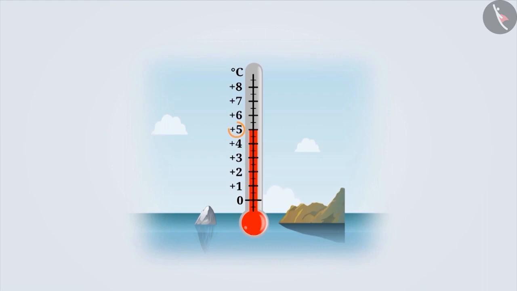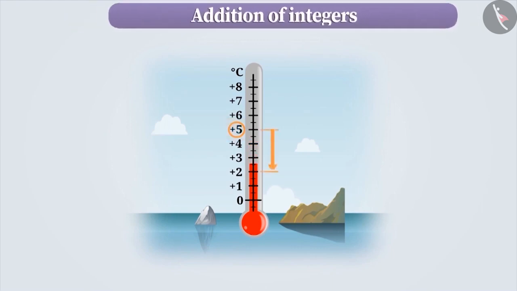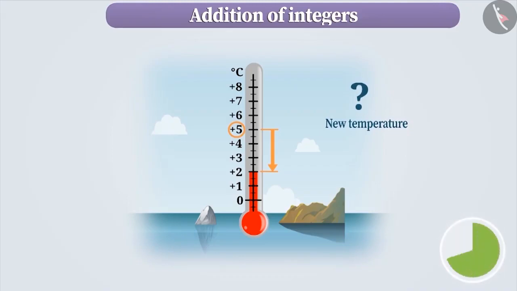Now let us suppose the temperature is +5 degrees centigrade and there is a change of -3 degrees centigrade in the temperature. So how will you find the new temperature? Think for a while. Let me tell you. It can be found by finding the value of +5 + -3.